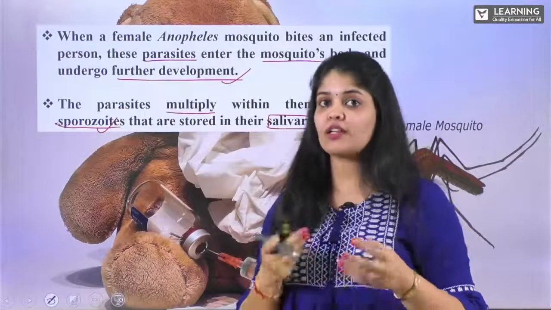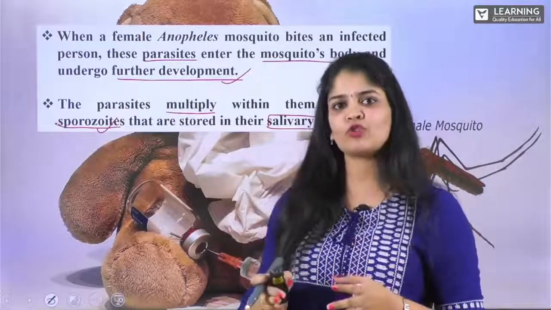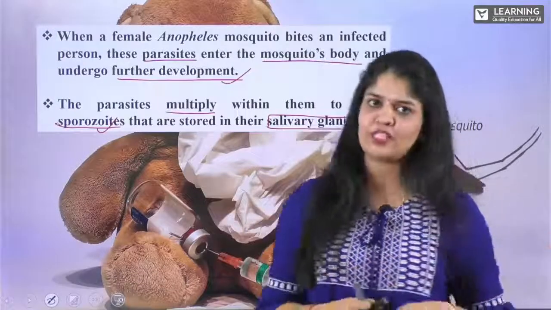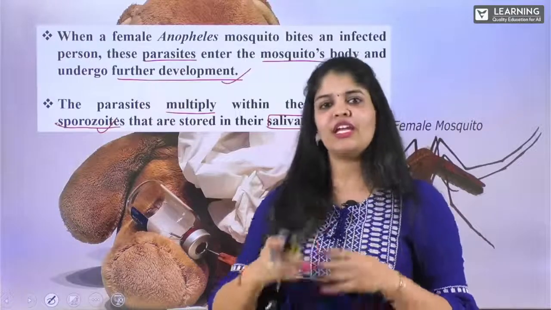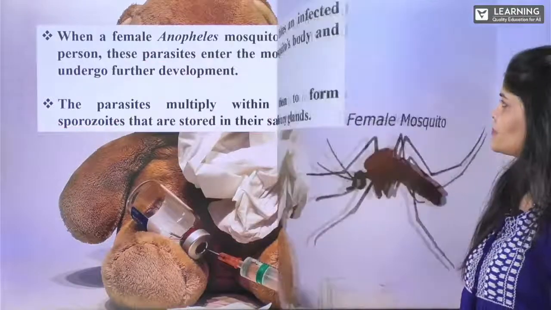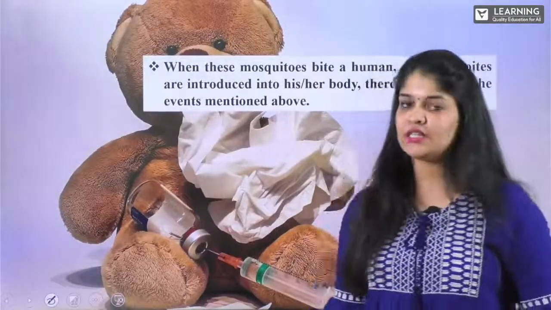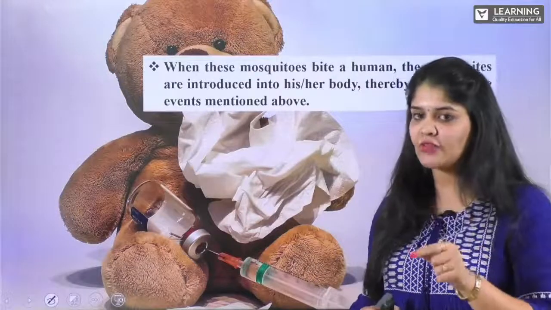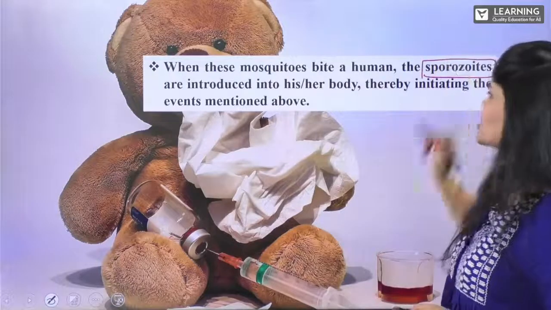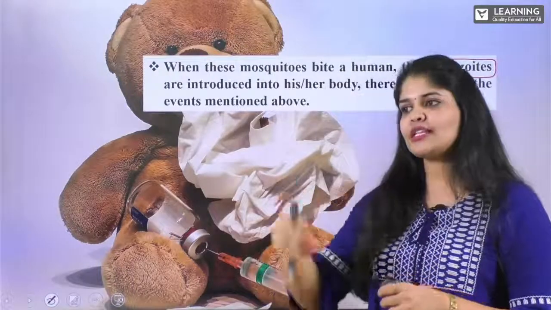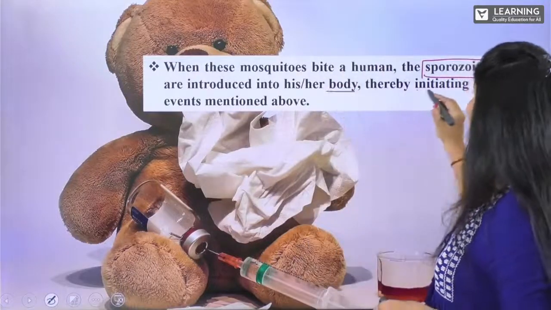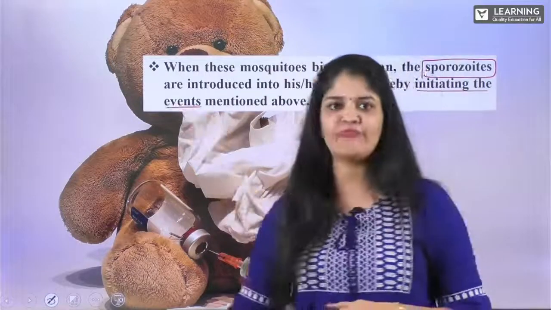Once sporozoite development takes place, the developed sporozoites move from the gut of the mosquito and reach the salivary glands of the mosquito. Whenever this mosquito infects another person, the cycle continues. The sporozoites are present in the salivary glands of those mosquitoes. When the mosquito bites a human, sporozoites are introduced into his or her blood circulation, thereby initiating the events we just mentioned.